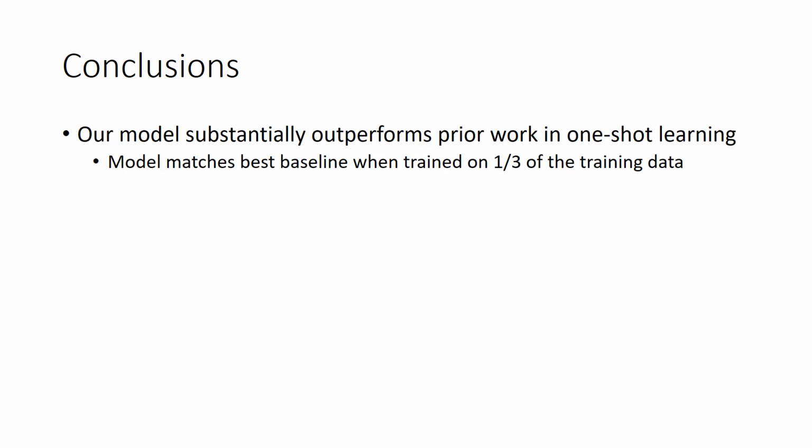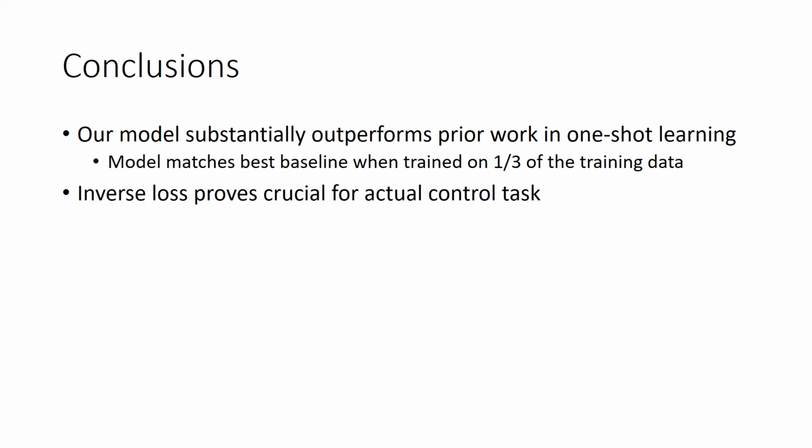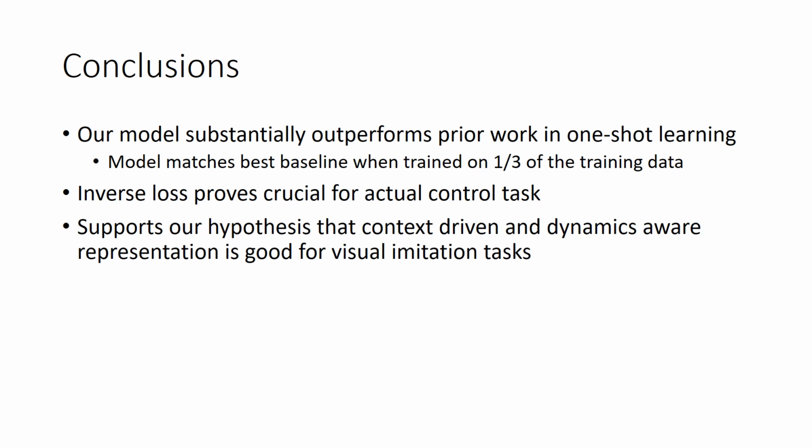Our experiments demonstrated that our transformer approach significantly outperforms prior work in visual one-shot learning tasks. In fact, the new approach can match baseline performance when trained on a third of the data points. The inverse control loss proved to be crucial to create dynamics-aware embeddings that were suitable for control. Both facts support our hypothesis that context-driven and dynamics-aware embeddings are good for visual imitation tasks.